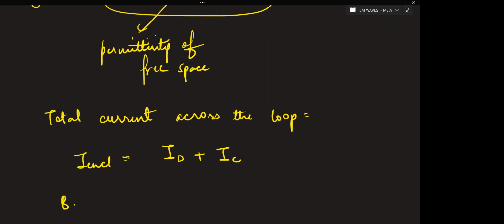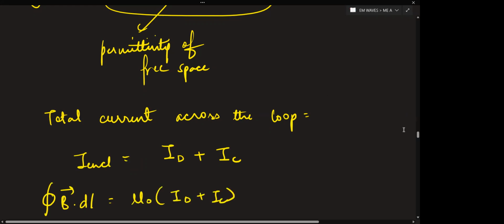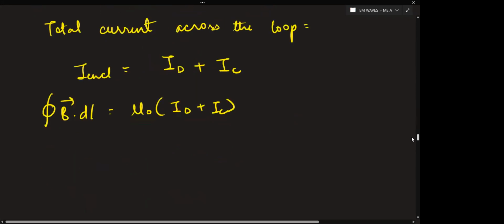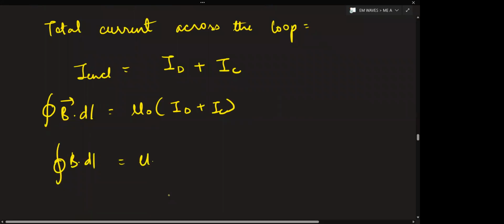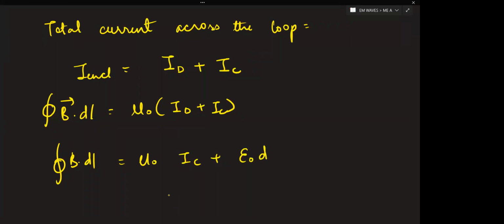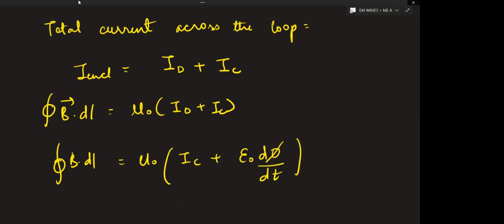Now you can write the modified Maxwell-Ampere circuital law. The line integral of the magnetic field is mu naught times the total current enclosed within the circuit. This is the modification that Maxwell made in Ampere's circuital law. So the integral of B dot dl can be written as mu naught times (IC plus displacement current). Just now I told you this is epsilon naught d phi over dt. These two formulas are very important.